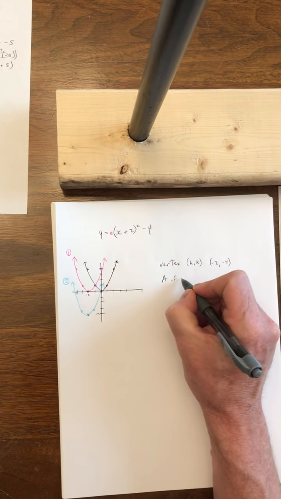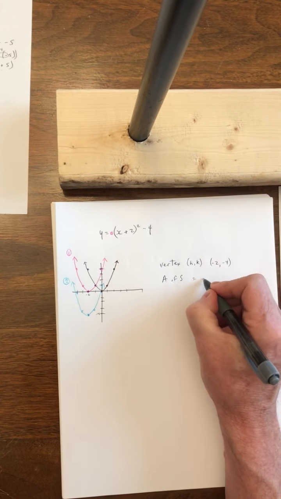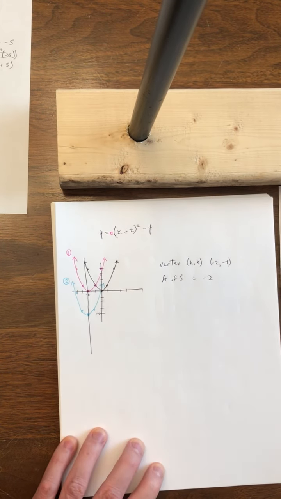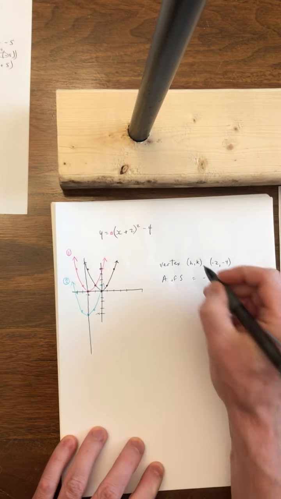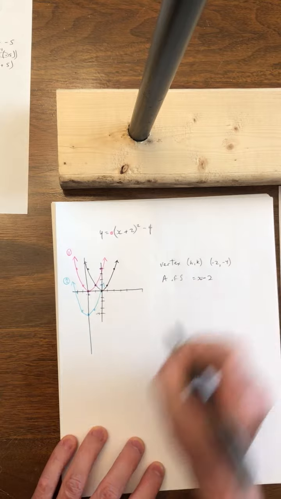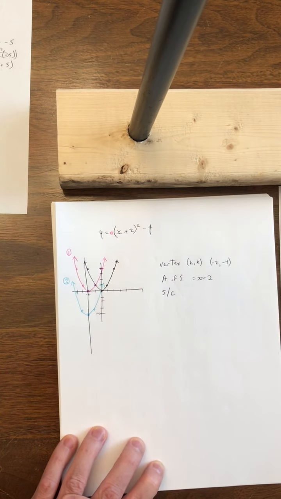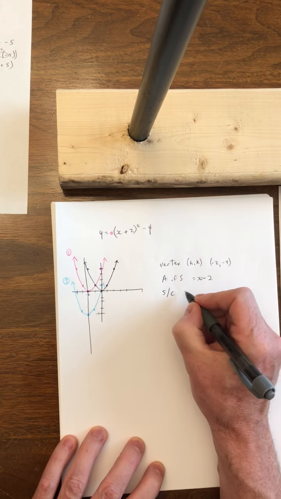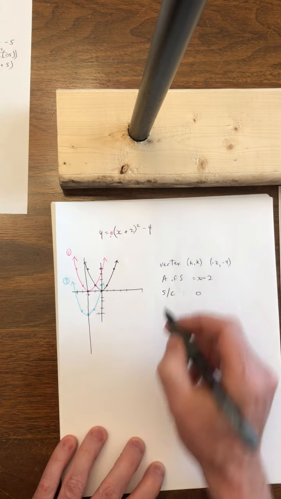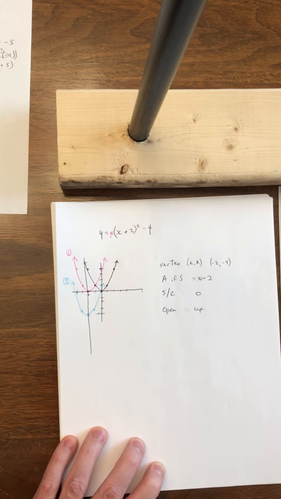Our axis of symmetry, that's our h value. So it is at -2. That tells us that our axis of symmetry runs through -2. And I should put x is equal to -2. Do we have a stretch or compression factor? The answer is no. So we stretch it or compress it by 0. Which way do we open? We open up.